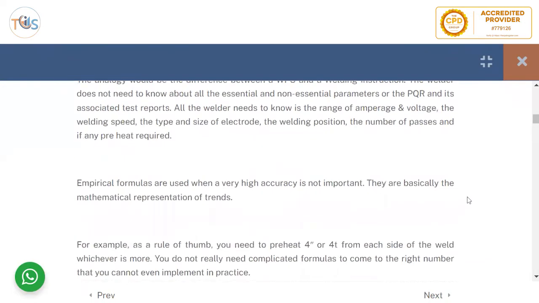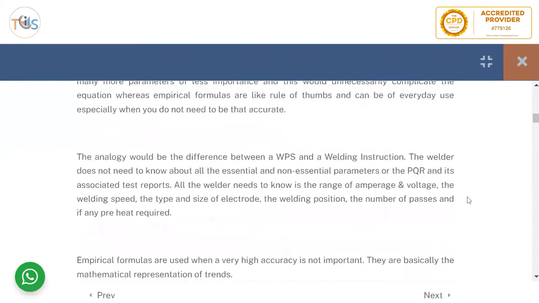So the analogy would be like a WPS, welding procedure specification, and welding instruction. The welder does not need to know about all the essential, non-essential parameters or the PQR and its associated reports. All the welders need to know is the range of amperage and voltage, the welding speed, type, size of electrode, welding position, number of passes, and if any preheat is required. As long as he knows this and how to apply them, that's good enough.